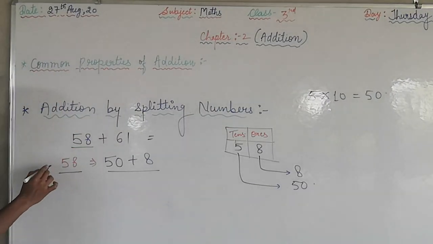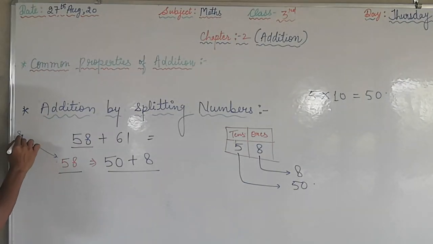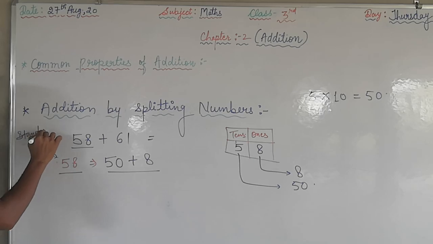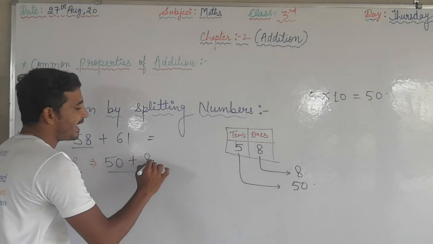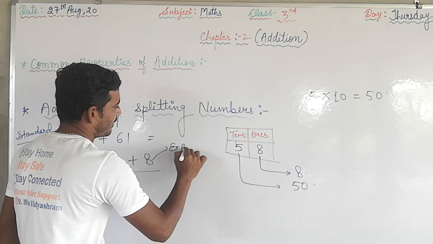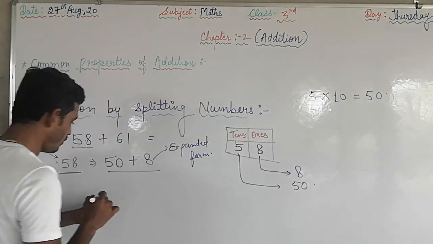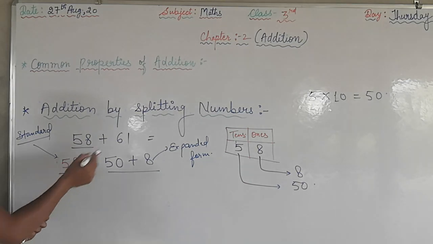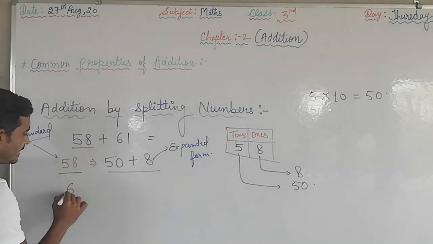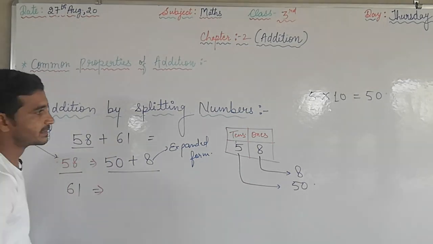And which form is this? This is the standard form. Which form is it, beta? Standard form. And it's an expanded form.